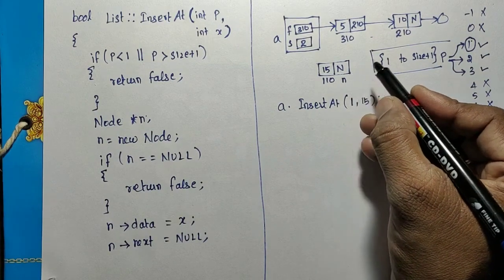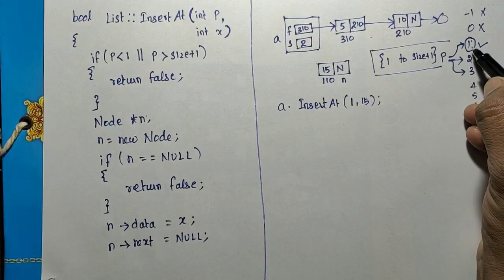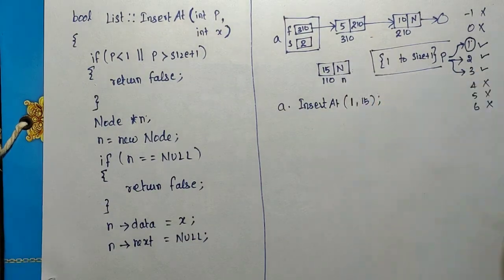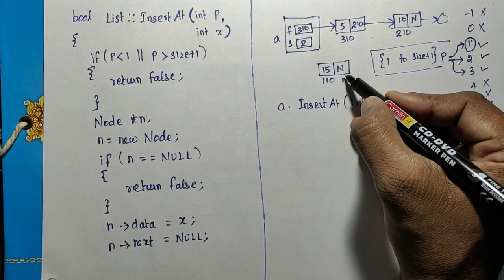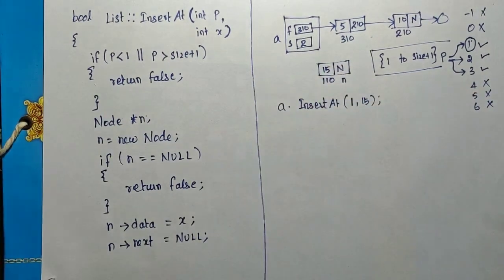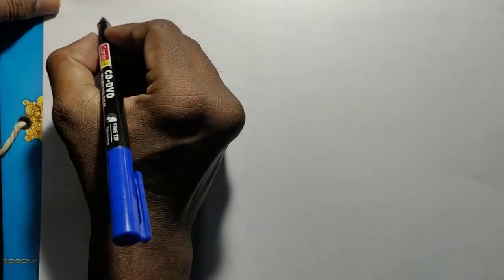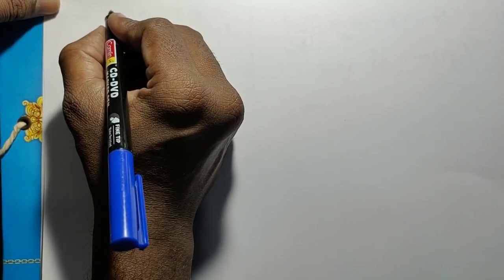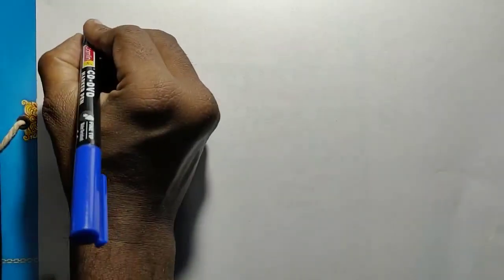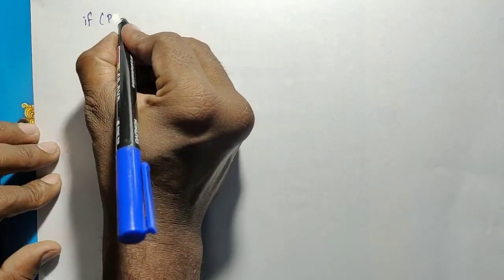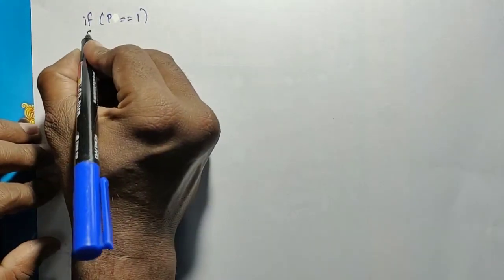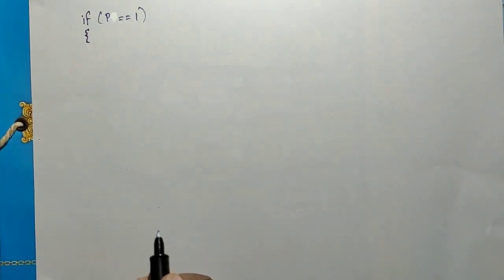But in this case, if the position is 1, I do not need to search for the parent to which n is to be linked. So this is going to be the first node. I have to write the code for only the first node. So what I have to check here is, I need to check this as a special one. That is, if position equal to 1, it needs to be treated as a special one.